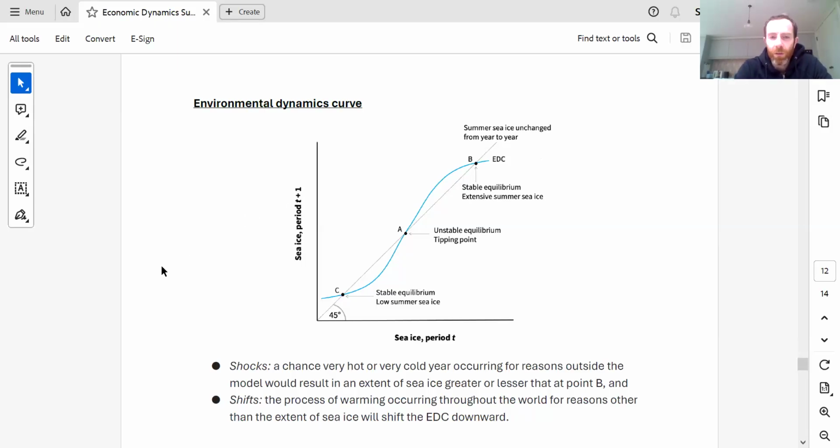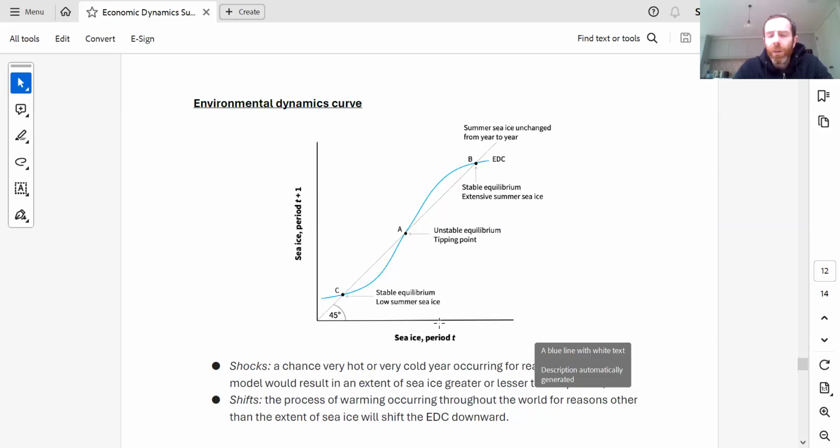Okay, so the final section of this economics dynamics unit is to come back to the climate and see how we can use this model to think about, well, two things. One is the level of sea ice or summer sea ice, and then later on, thinking about the adoption of electric vehicles. So here we've got a diagram which shows us an S-shaped dynamics curve, the environmental dynamics curve. And this is actually a really useful way of thinking about what happens to summer sea ice levels over time.